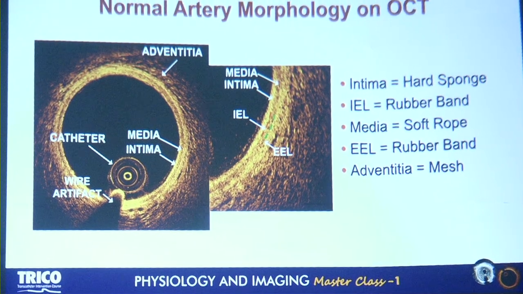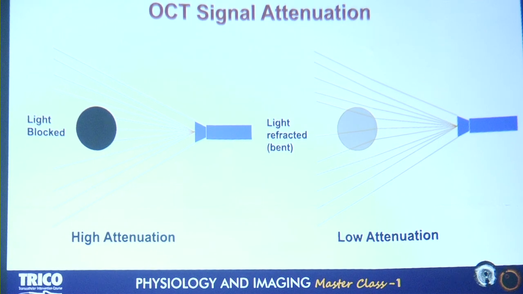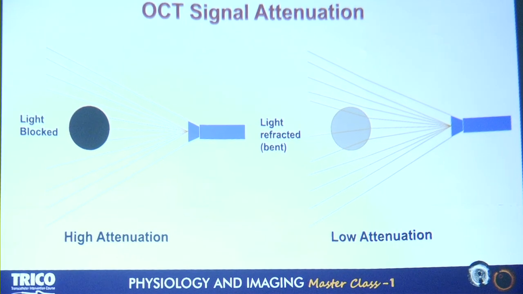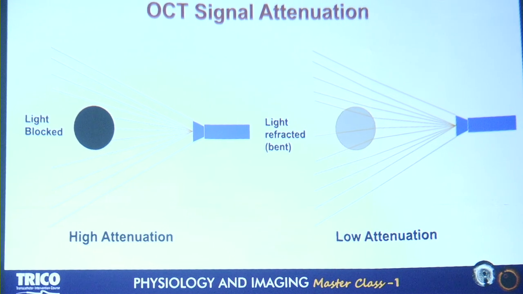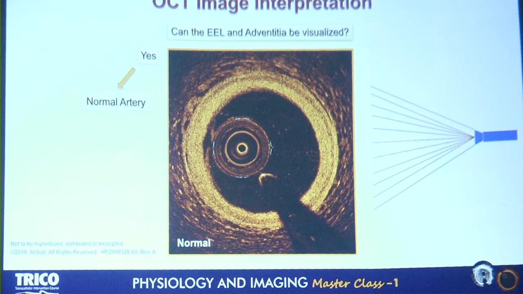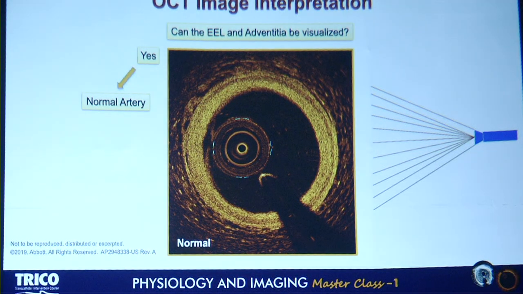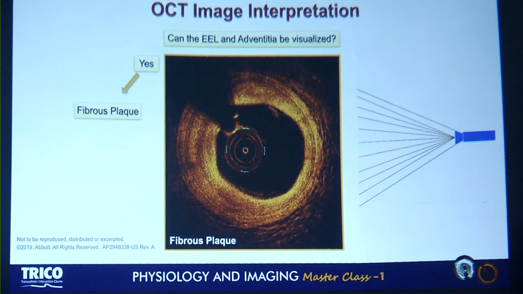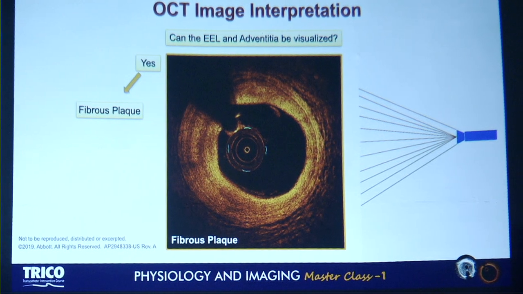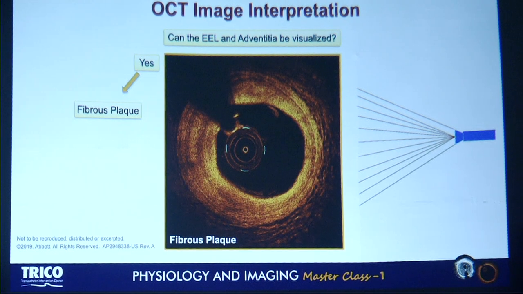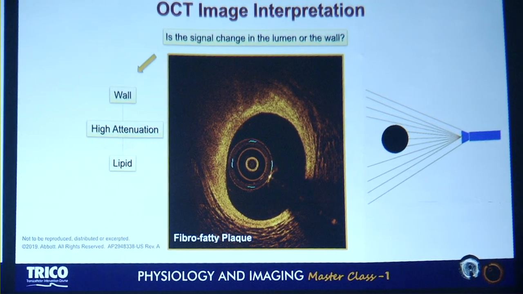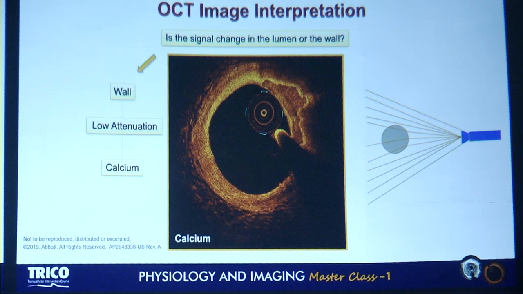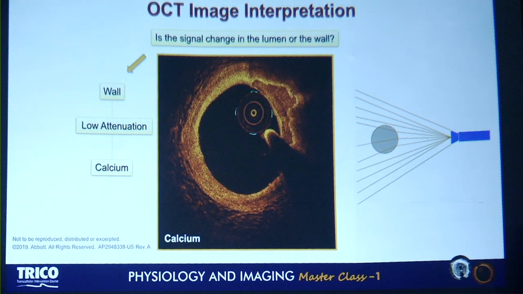We all know about the arterial anatomy, normal and abnormal, so I'm not going into the detail of this. You all know the different layers. Straight away, OCT: how you interpret high attenuation or low attenuation depends on the significant amount of light blocked, or maybe it is refracted or bent. With a normal artery, you will see this type of picture, and you can visualize all the layers, including adventitia. With fibrous plaque also, if it is not a very bad mixed plaque, you are able to appreciate all the layers. With lipid plaque, you will see high attenuation, and with a calcific plaque, borders can be identified and defined because of the low attenuation.